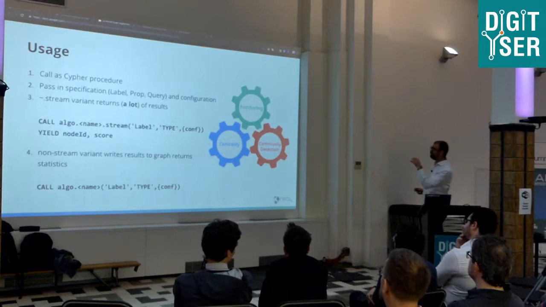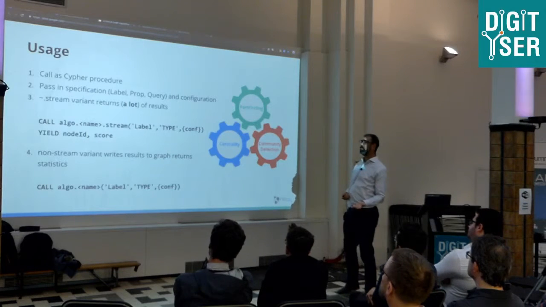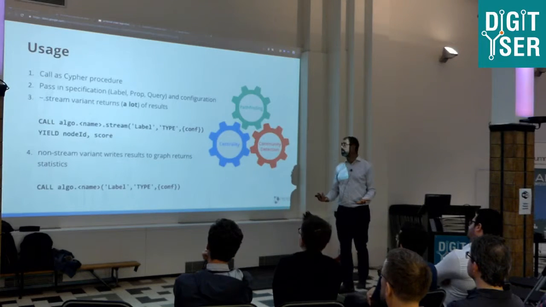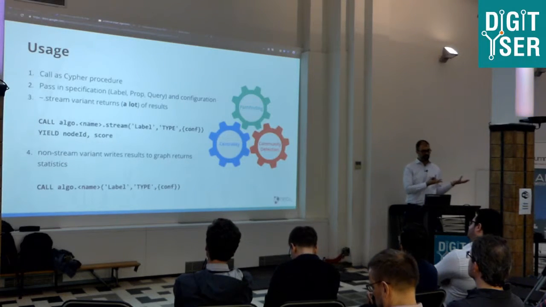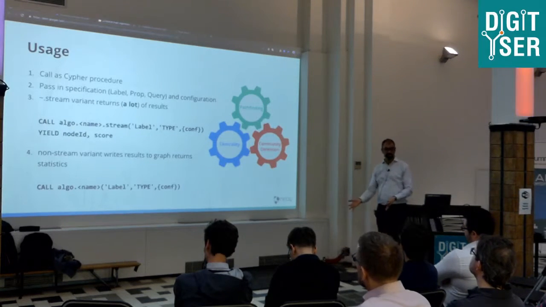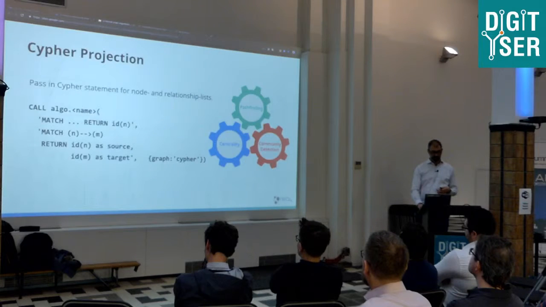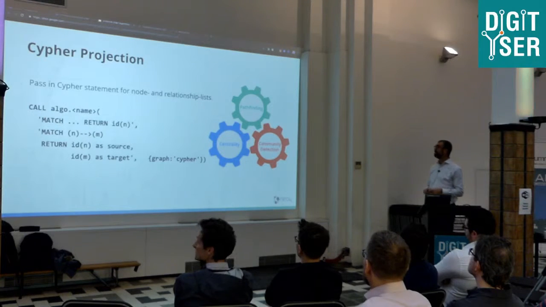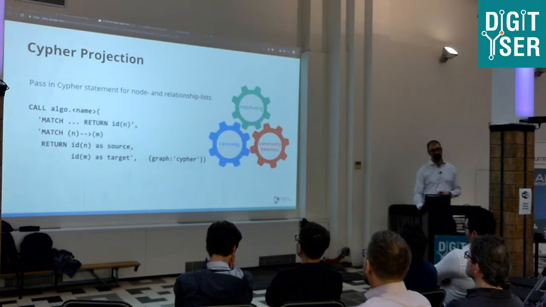So the way you do this, and I'll show you this in a little bit, you call these algorithms with a cipher procedure, with an algo procedure that I mentioned earlier. You give it a bunch of parameters, and you have two options. Either you stream the data out, the result of the algorithm, or you persist it and write it back to the graph, as a property on a node or as something else. You can do things like projection, so you can pass in cipher statements and then get a graph as a result of that. That can be the result of an algorithm.